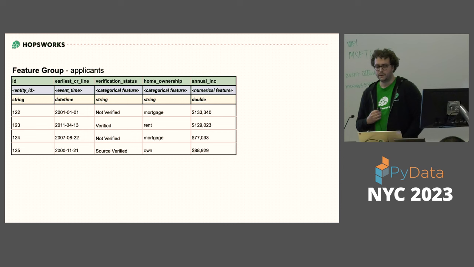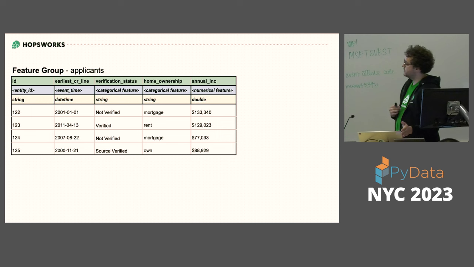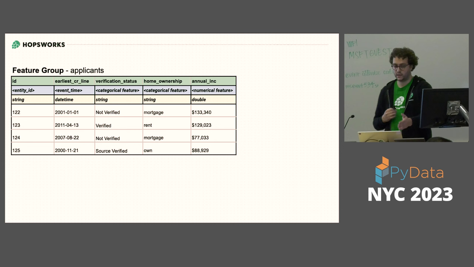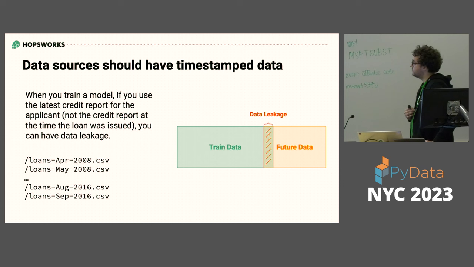The next, as I said, is the applicant. Same idea. We have the ID as the first column, the applicant ID. We have another event time column for the specific values of the applicant's feature group, and then we have a bunch of different features that are specific to the applicants.